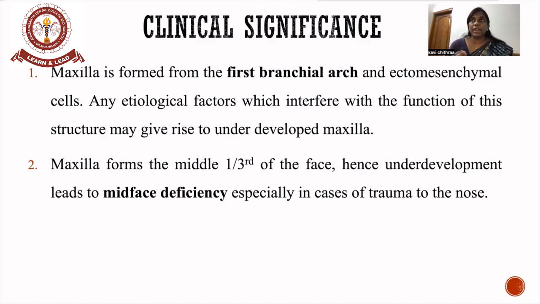So the maxilla is actually developed from the first branchial arch, which is the mandibular arch, and the ectomesenchymal cells. So if there's any etiological factor that affects or interferes with the function of this structure, it may give rise to an underdeveloped maxilla. The maxilla also forms the middle third of the face. So any underdevelopment may be caused if there's any trauma to the face, to the midface region.